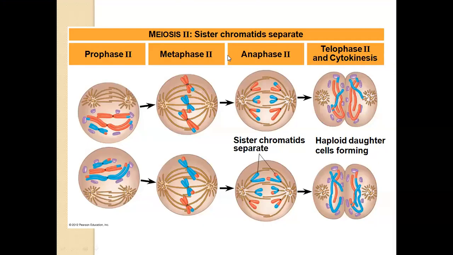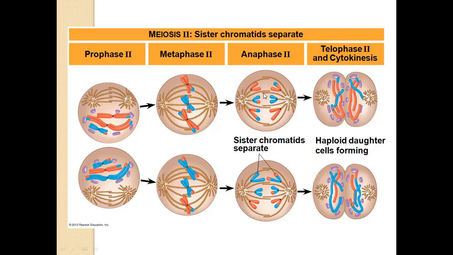In meiosis 2, we are going to have the same steps again: PMAT, prophase, metaphase, anaphase, telophase, and then the process of cytokinesis. In prophase 2, the chromosomes begin to condense, the nuclear membrane breaks down and the spindle forms. Then, in metaphase 2, the spindle fibers are attached to chromosomes and the chromosomes align in the center of the cell.